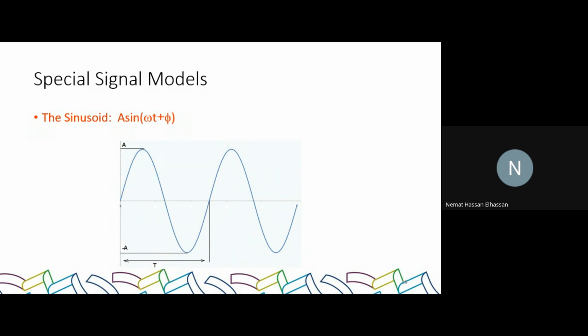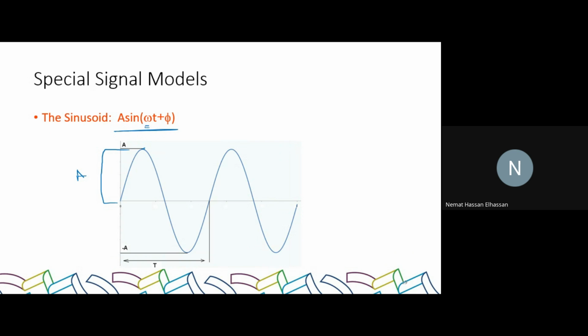It looks like this. It has a positive half cycle. It has a negative half cycle. It could be a sine or a cosine. So, mathematically, this is the equation we use to refer to a sinusoidal signal: A sine omega t plus phi. A represents amplitude. This peak value, so from 0 to this peak value, is A. So this is A.